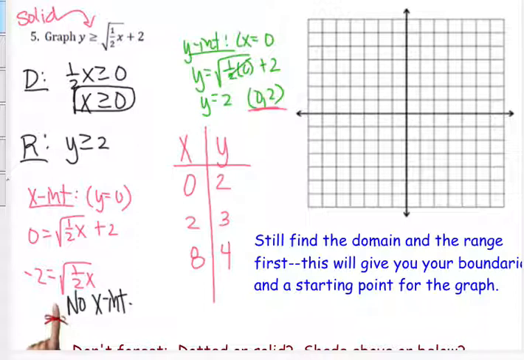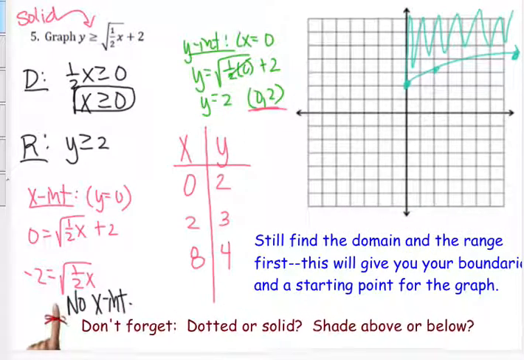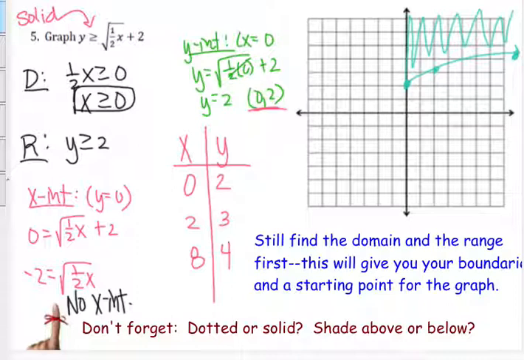Okay, so let's go ahead and graph this. So I have 0, 2. I have 2, 3. And I have 8, 4. There it is. It should be a solid line. And now it says y is greater than or equal to. So it should be greater, bigger, I think. So I go above, and I shade. Once again, don't forget to remember dotted or solid, and then also to shade above or below.